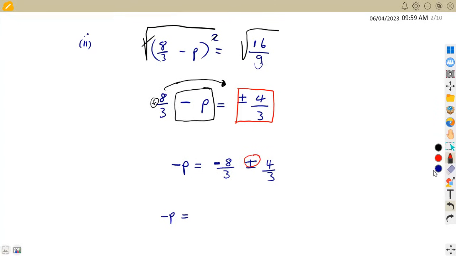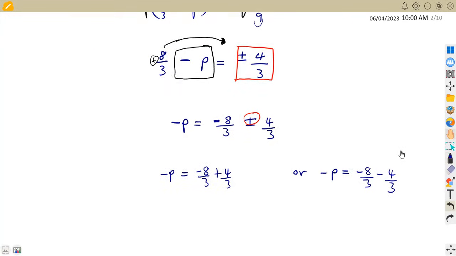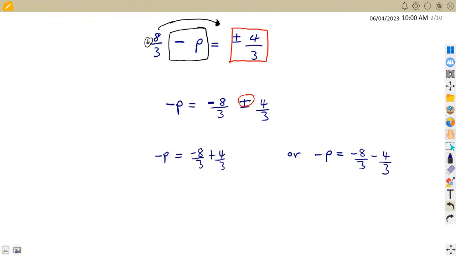That means the first part is going to carry a plus. That will be minus 8 over 3 plus 4 over 3. Or the other part of minus p is going to be equal to the minus 8 over 3 as it is. Then we take the negative this time, which is negative 4 over 3. So from these two, we can obtain the values of p. But take note, we are going to have minus p first.